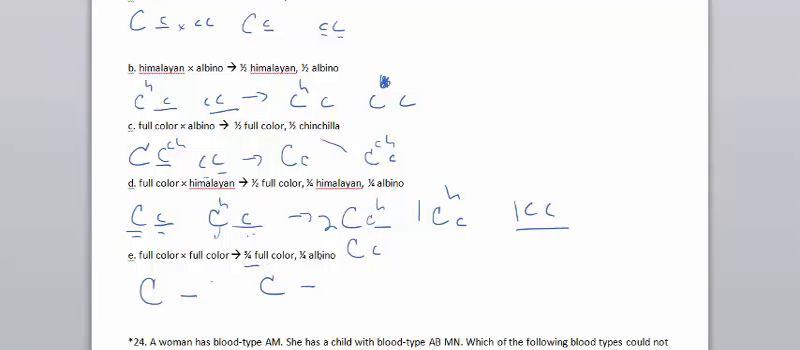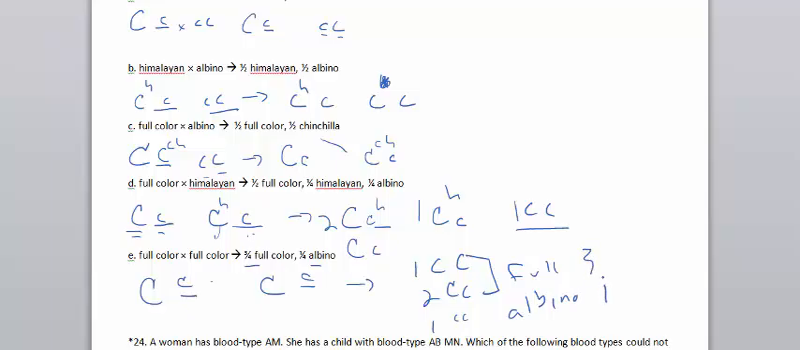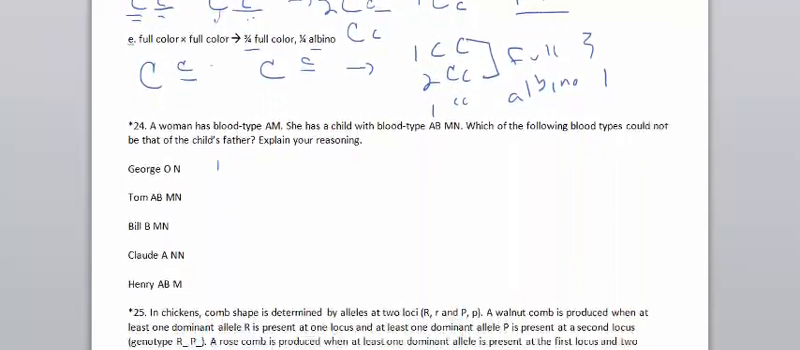Then we see a 3 to 1 of full color to albino. That means if we get 3 to 1 and we're getting albino out, that's just a typical monohybrid cross. We get 1 CC, 2 big C little c, and 1 little c little c. And then these guys are both full, and these are albino, 3 to 1. So they're just monohybrid crosses. But we've got different allelic relationships.